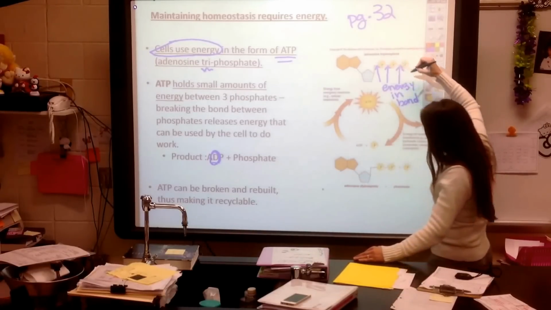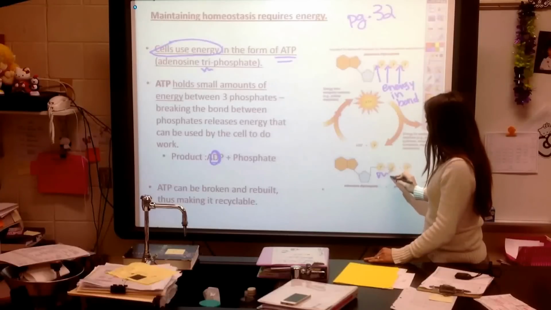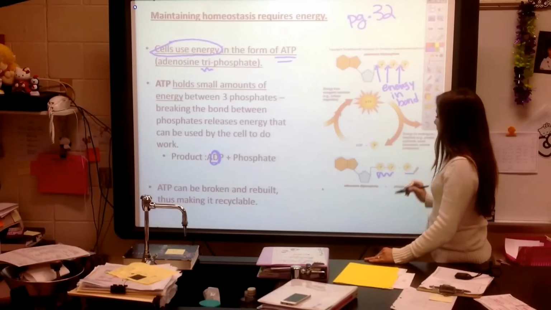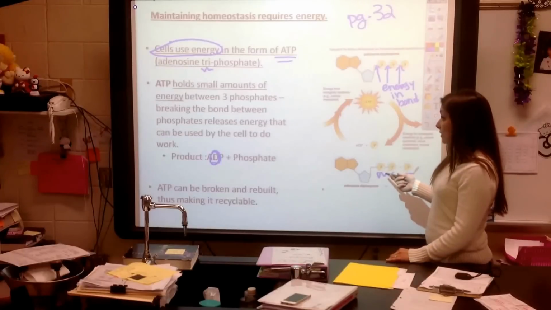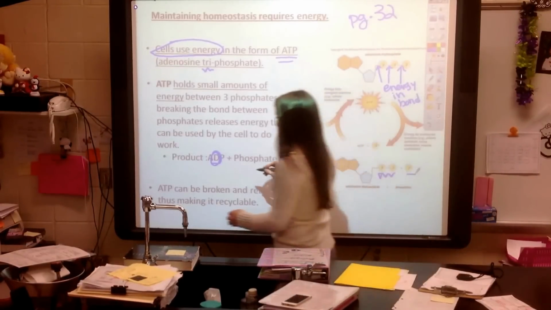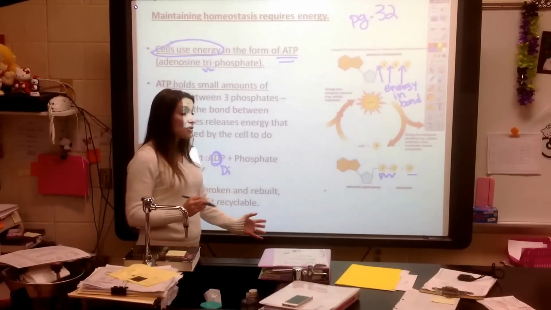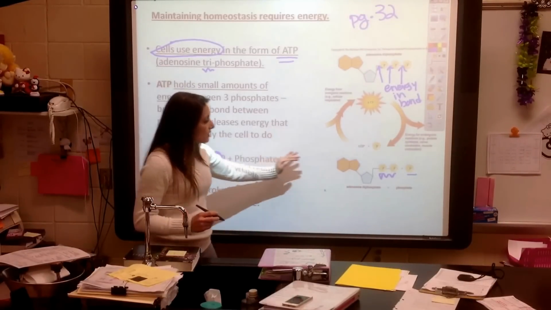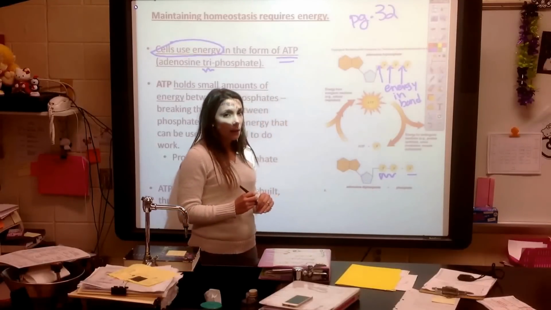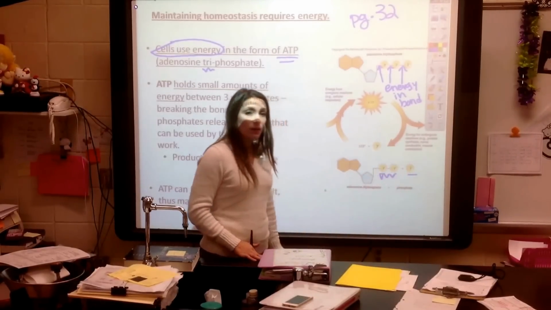We break off one of these phosphates and we're left with ADP plus a single phosphate on its own. This ADP, the D stands for di, D-I. And that is another prefix, just like bi, that means two. So adenosine diphosphate. But this little phosphate doesn't completely go away, it's just hanging out there.